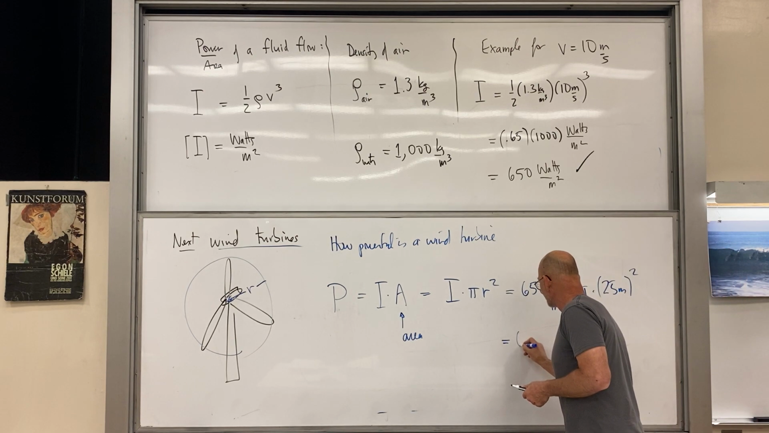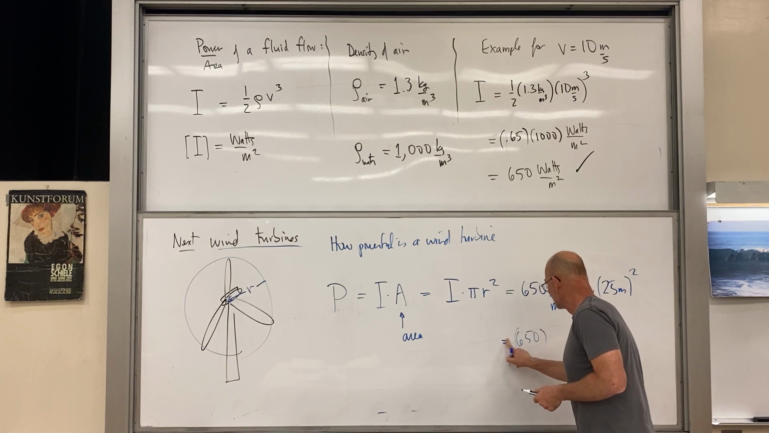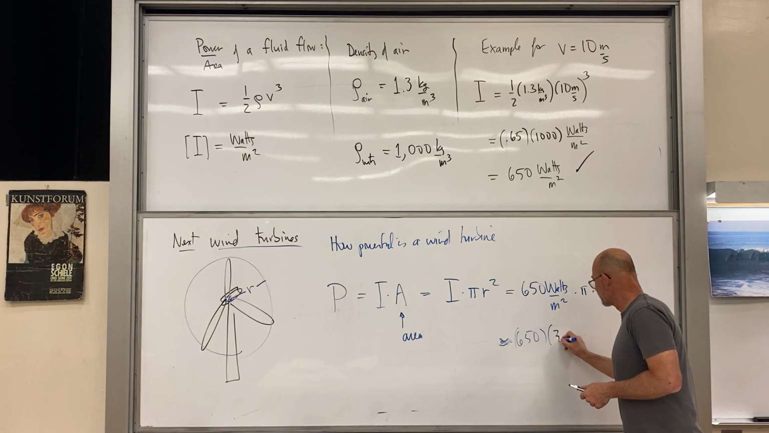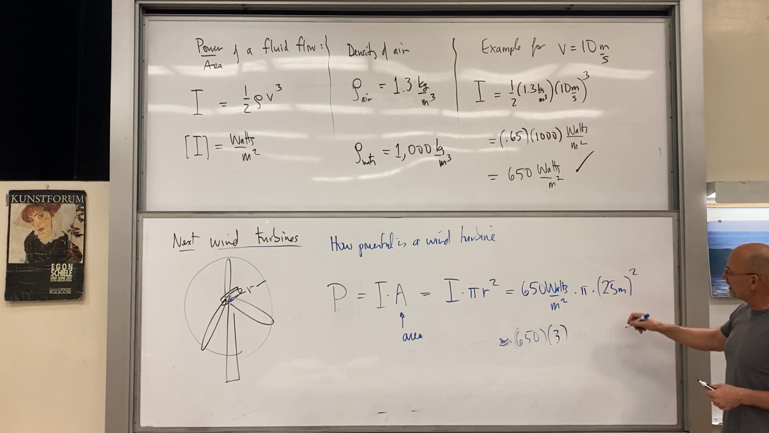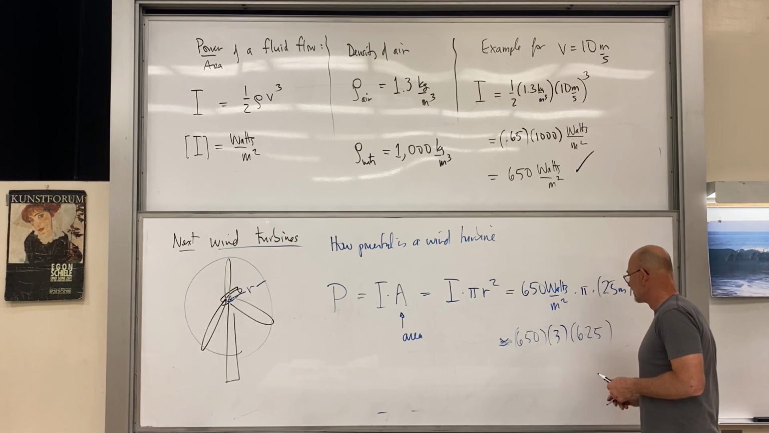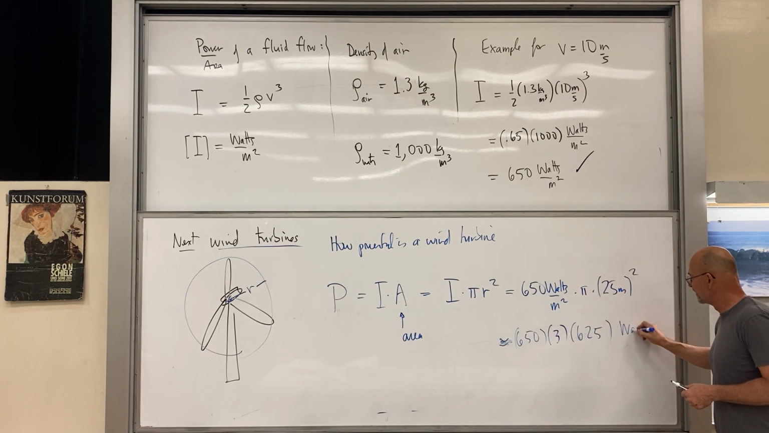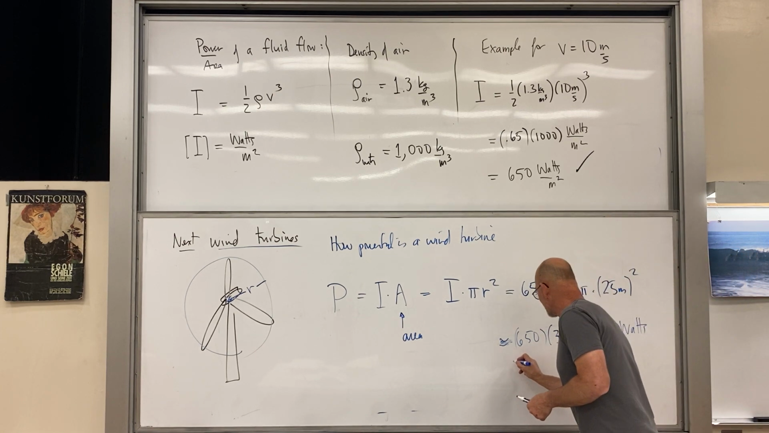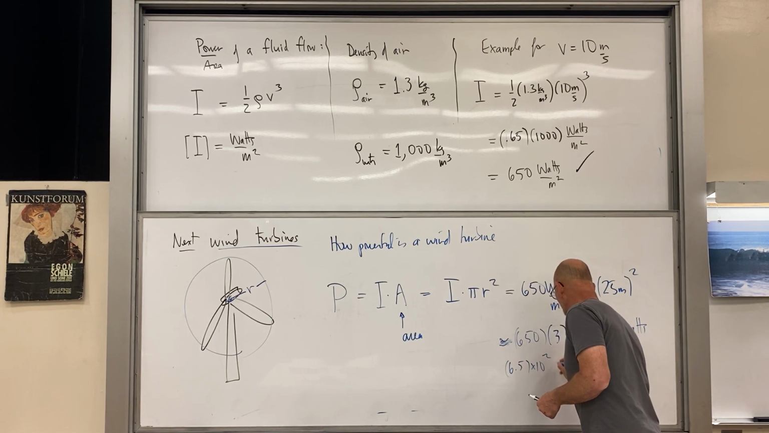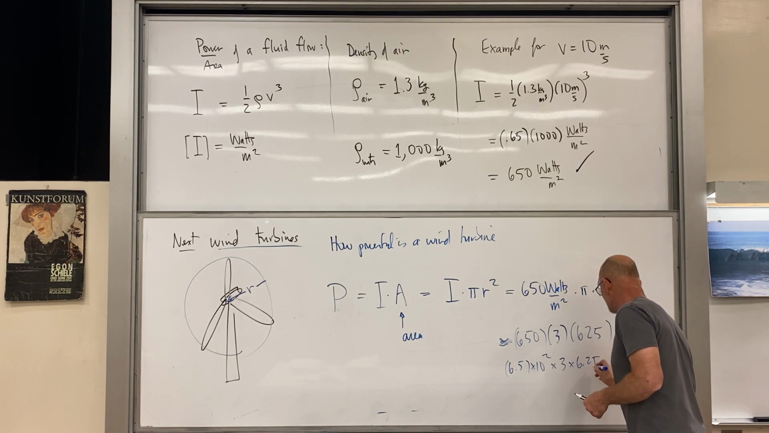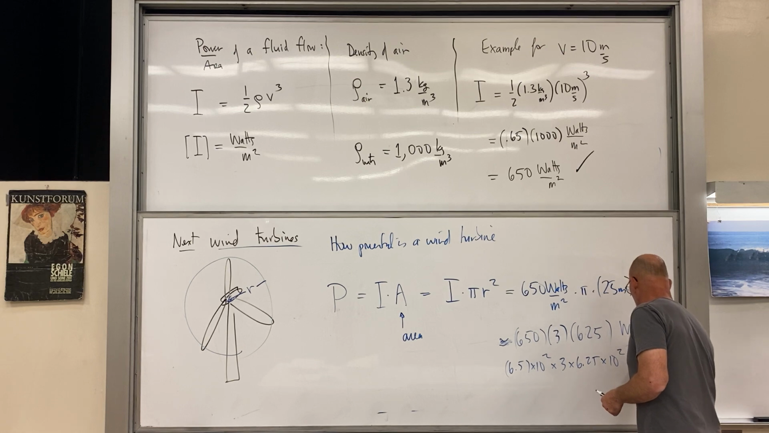So let's see what we have here. We have 650. This is an approximation anyway, so approximately 650, and then we've got a 3 here, and 25 squared is 625, and that's going to be watts. I don't have a calculator. What are we going to do with this? We've got 6.5 times 10 squared times 3 times 6.25 times 10 squared.